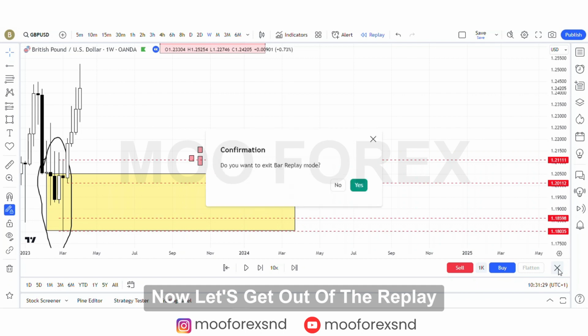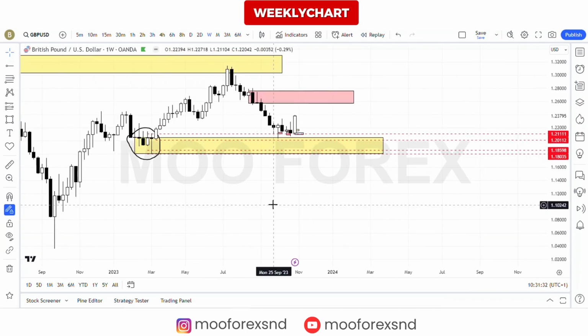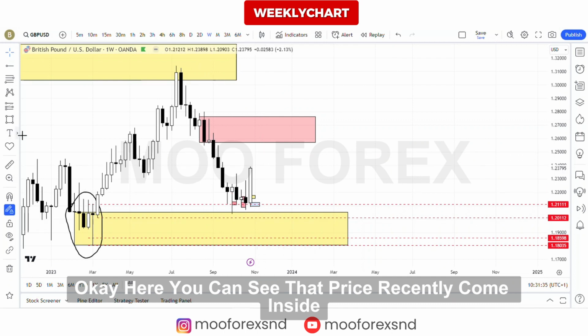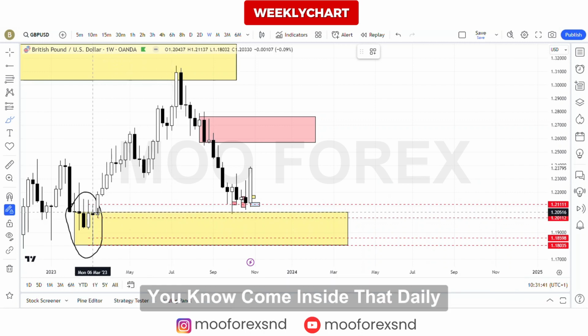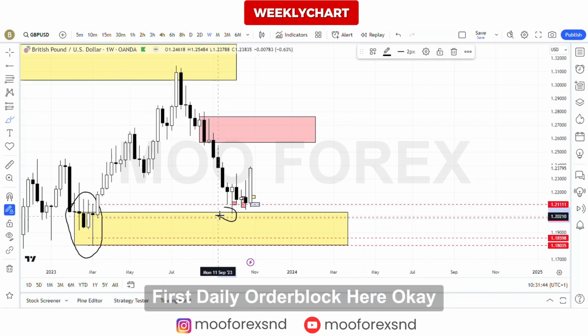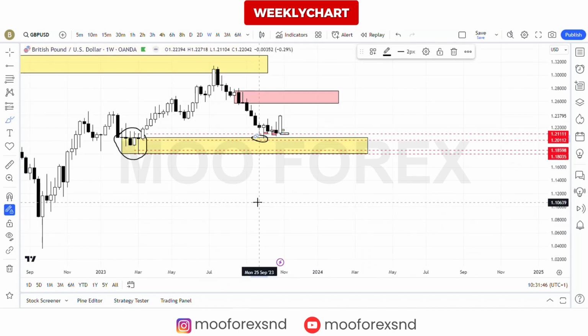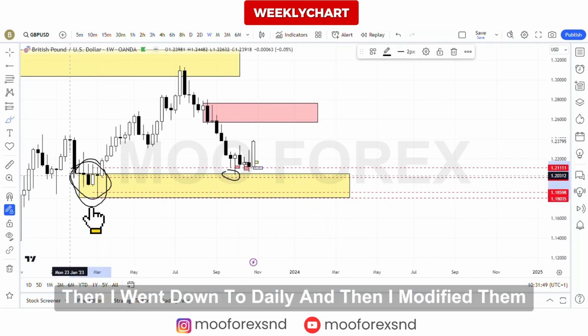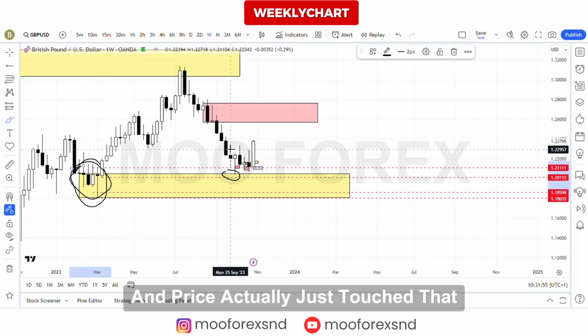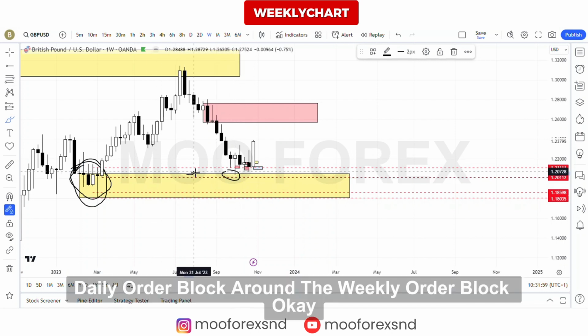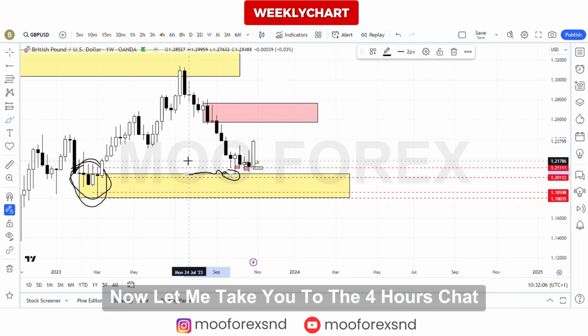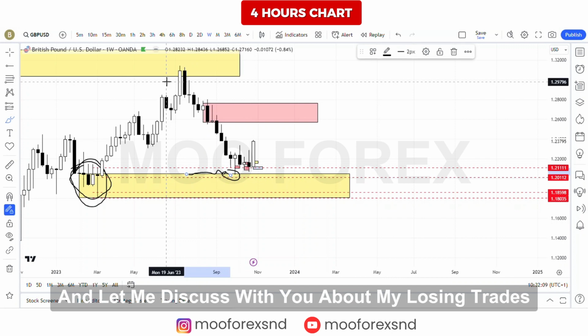Now let's get out of the replay. Okay, here you can see that price recently came inside that first daily order block here. So weekly order block, then I went down to daily, and then I modified them, and price actually just tested that daily order block around the weekly order block. Okay, now let me take you to the 4-hour chart and let me discuss with you about my losing trades.